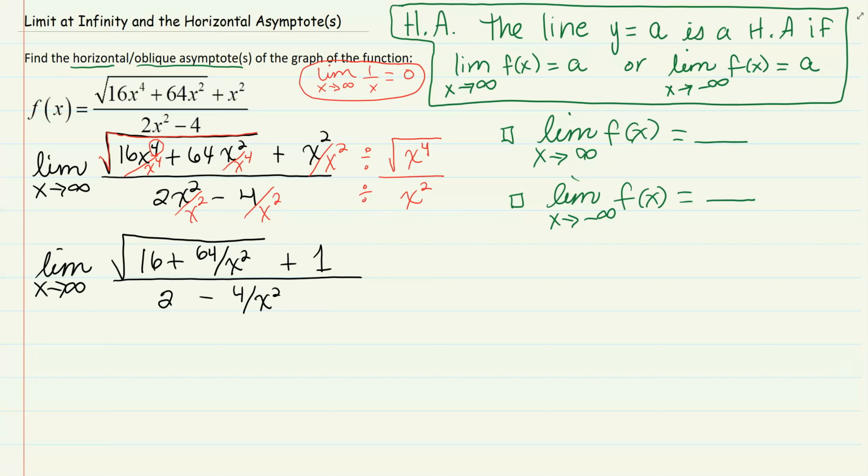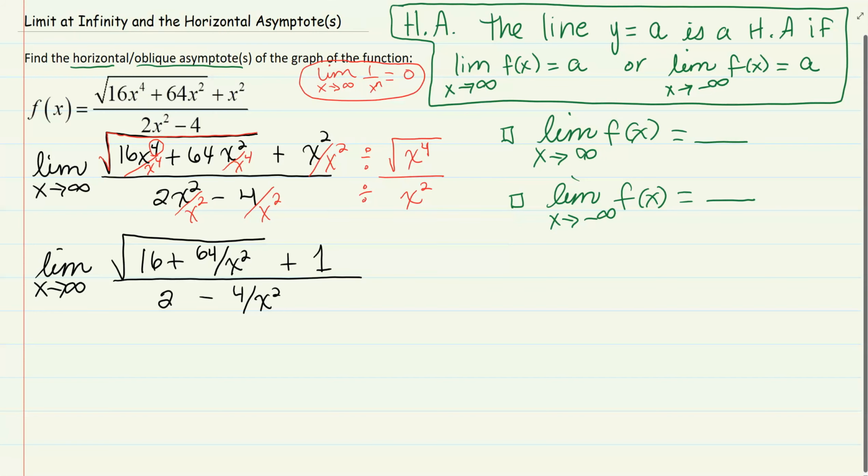So since a number divided by, and honestly, this right here, 1 over x, could have been 1 over x to the nth power, right? It's just denoting that a constant divided by a big number is going to be a very small number, and that small number is approaching 0.